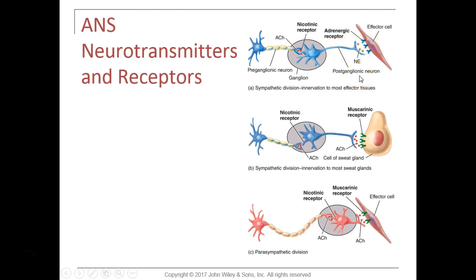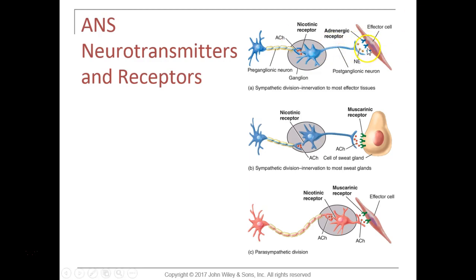So the differences between the systems come in the form of the neurotransmitters that are being released by the postganglionic neurons, because they're different in both systems. So the majority of the sympathetic division has a postganglionic neuron that releases norepinephrine. There are slight exceptions to that, which I'll mention in a second. But I can say almost all postganglionic neurons in the sympathetic nervous system are adrenergic. In other words, they release norepinephrine as their neurotransmitter.